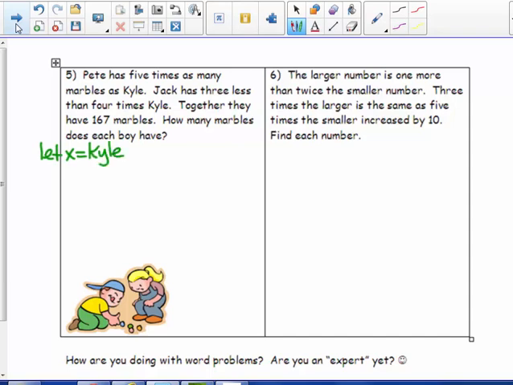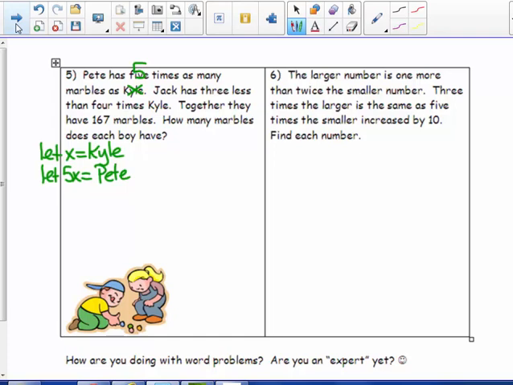Together they have 167 marbles. So Pete and Kyle and Jack all together have 167. How many marbles does each boy have? Well, I know Kyle has x. Pete has 5 times as many as Kyle. So he has Kyle's x, 5x. Let 5x equal Pete.